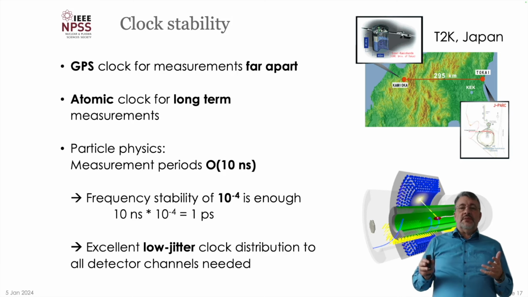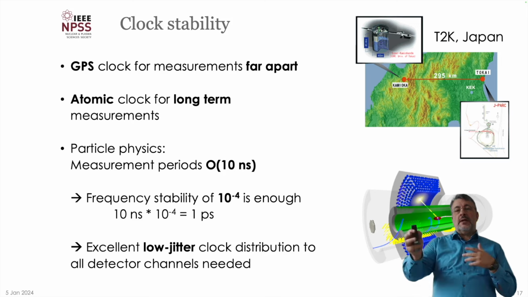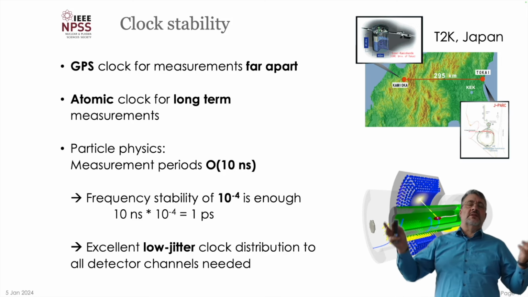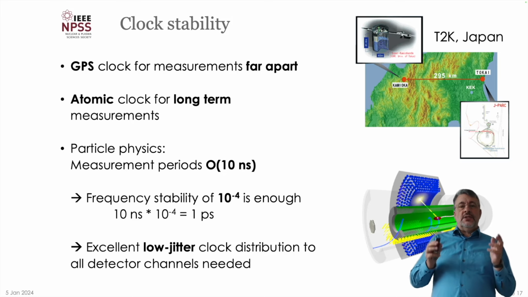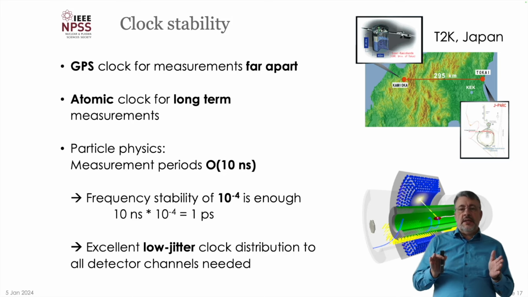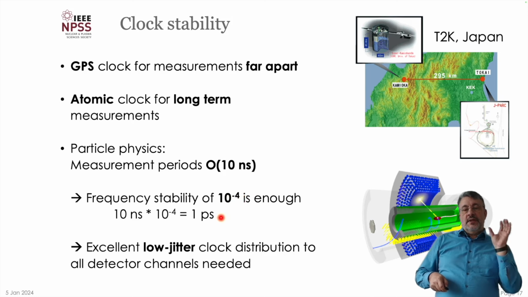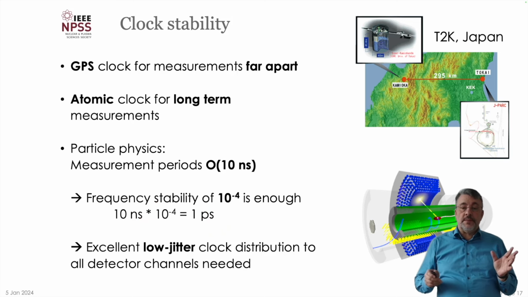Typically, your measurement times are on the order of 10 nanoseconds, right? Two particles decay in different directions, so it's just a couple of nanoseconds apart. So you only need good clock stability during these few 10 nanoseconds. Assuming you have a clock stability of 10 to the minus 4, and with this clock you measure a time of 10 nanoseconds, then you get a final accuracy of 1 picosecond and you are fine.